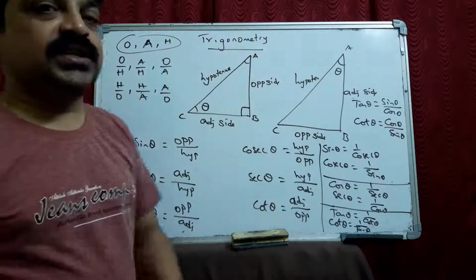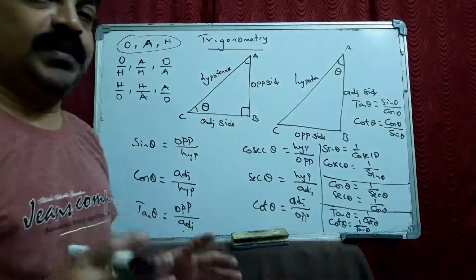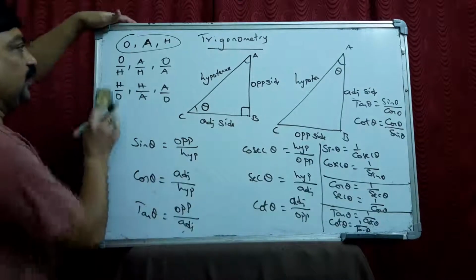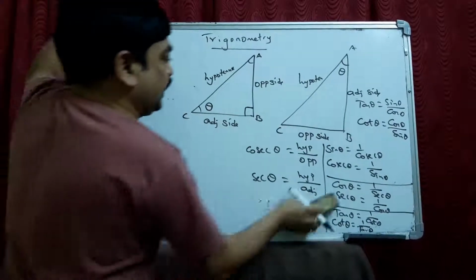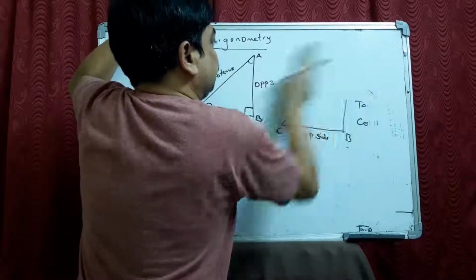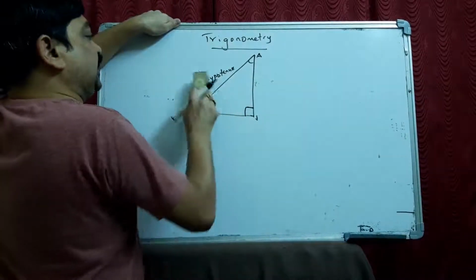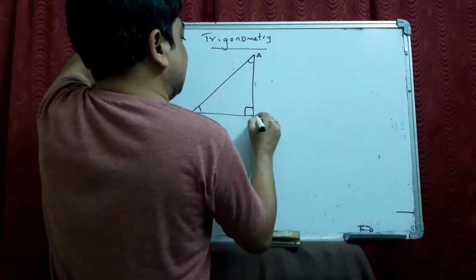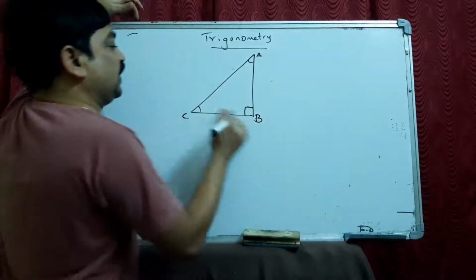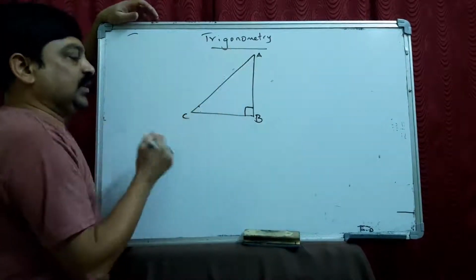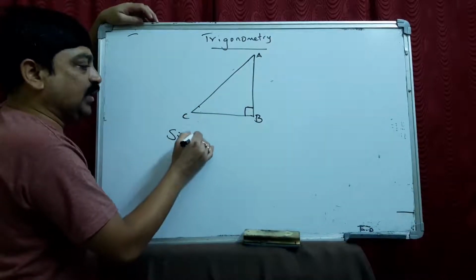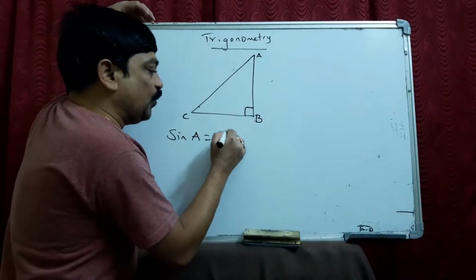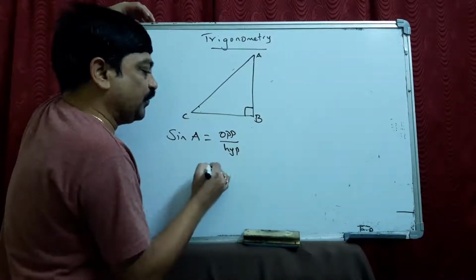See, the opposite and adjacent sides depend on the theta that you take. Sometimes they don't take theta, and they call the angles with the names of the vertices only. Suppose this is triangle ABC. They don't take theta itself, and they want you to write what is sine A. Basic principle of sine theta: it is opposite side by hypotenuse from this triangle.